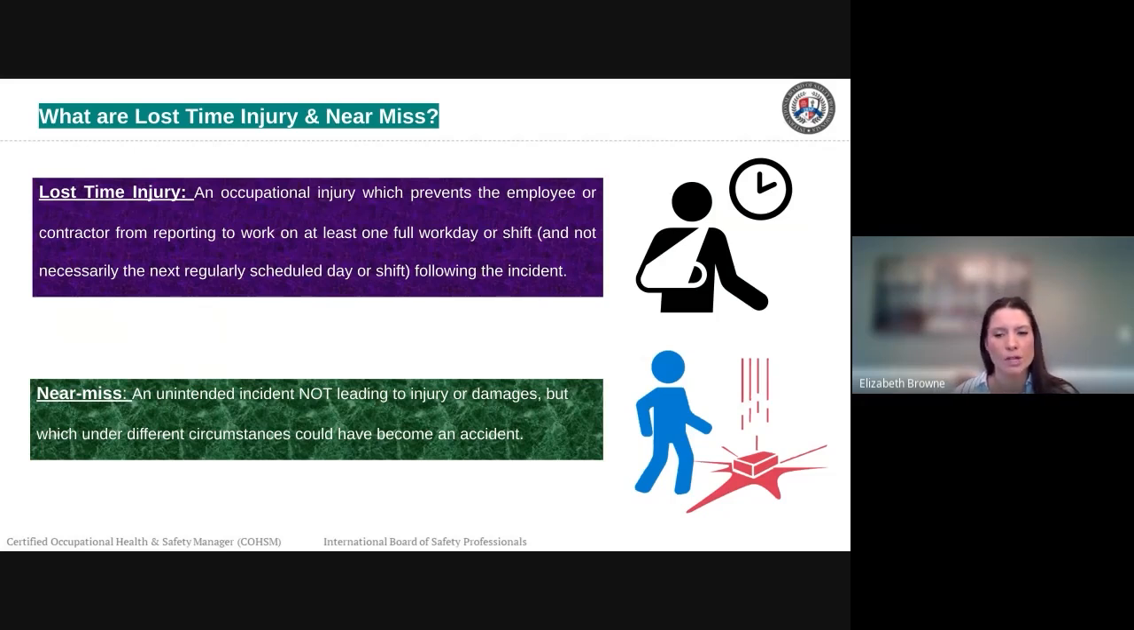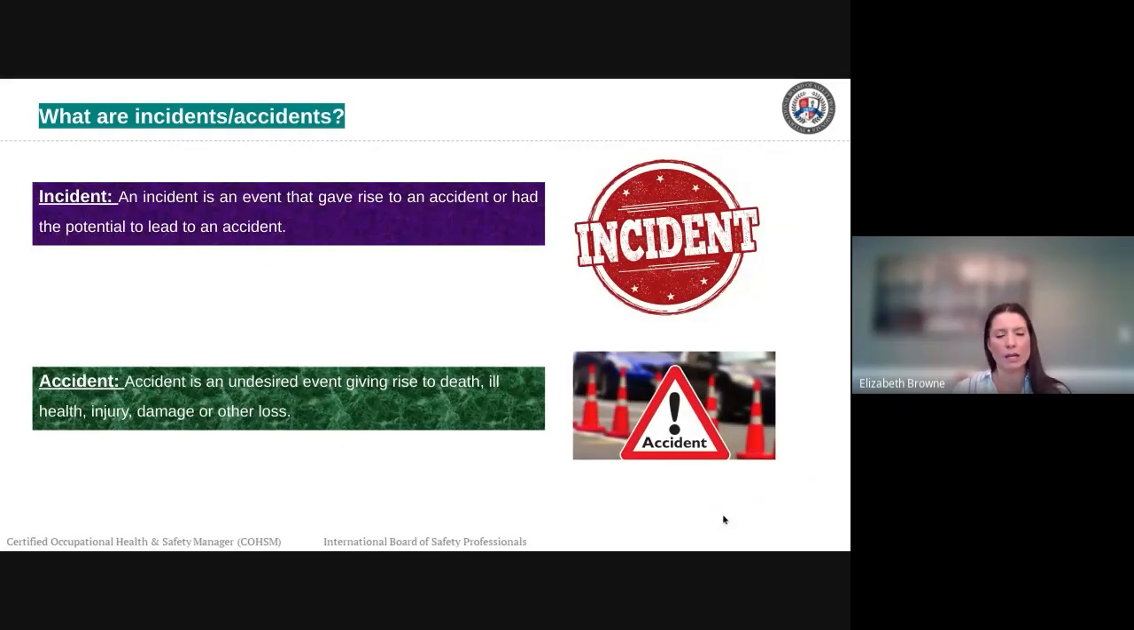So, in this picture here, we have an object that's fallen to the ground. It didn't cause any damage or injure anyone, but had this person walking very close to the box been one step further, the box could have fallen on them. Some things are also potentially used interchangeably: an incident versus an accident. An incident is an event that gave rise to an accident or had the potential to lead to an accident, and an accident is an undesired event giving rise to death, ill health, injury, damage, or other loss.